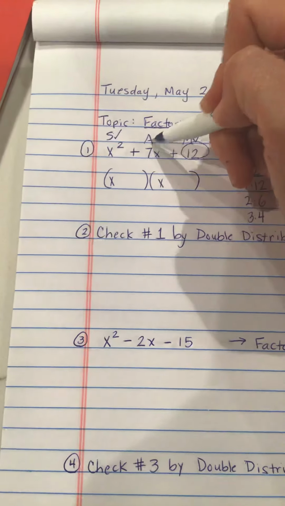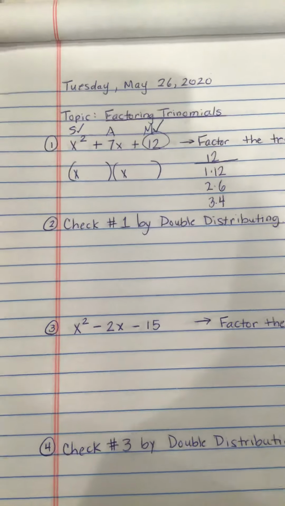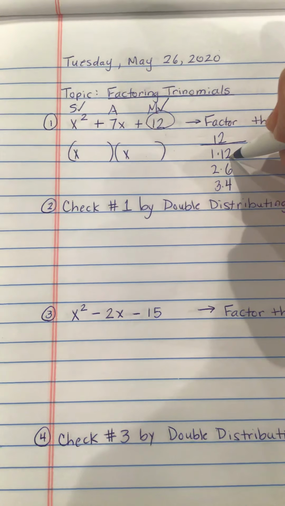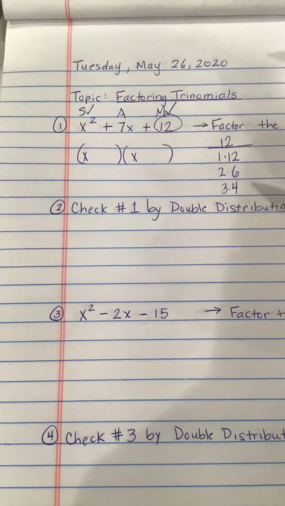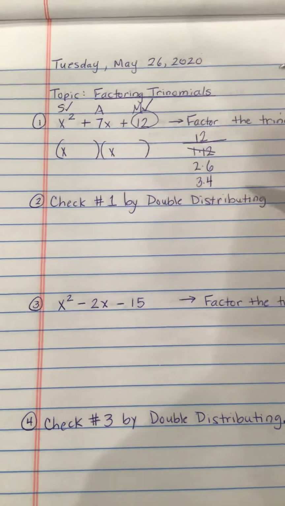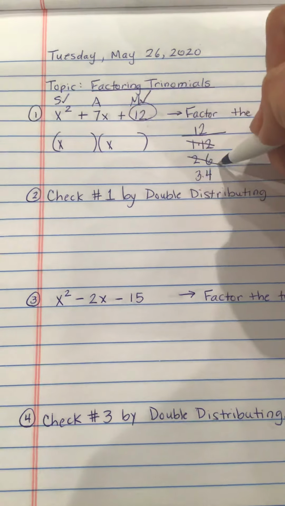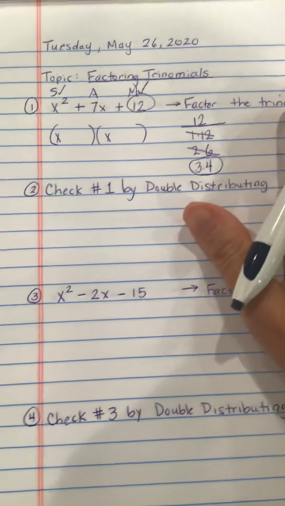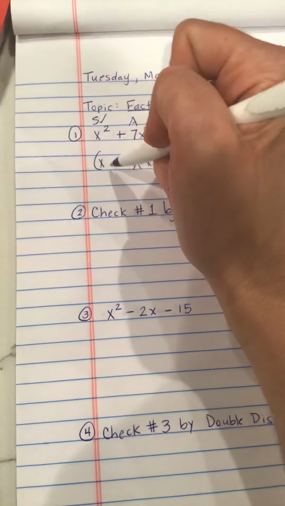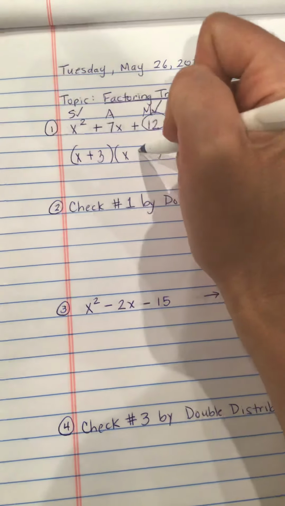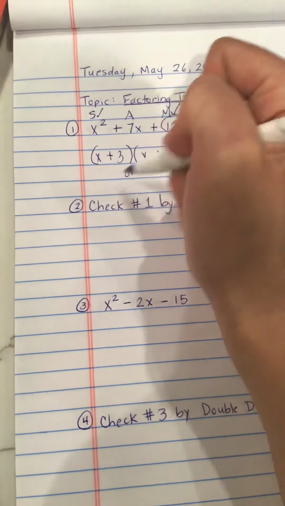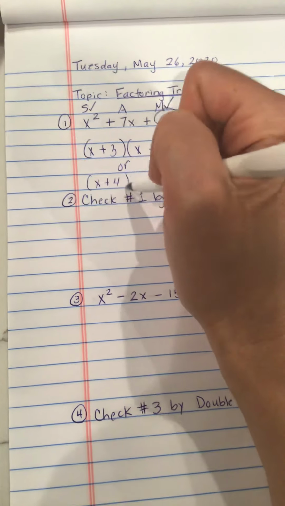Now the last check is your middle A. You have to pick the two that add to 7. So 1 plus 12, 2 plus 6, and 3 plus 4. Pause and finish it off. Okay, you're back. 1 plus 12 is 13, no. 2 plus 6 is 8, no. 3 plus 4 is 7. So it multiplies to give you 12, and it has to add to 7. So you could put plus 3, plus 4. Okay, correct.